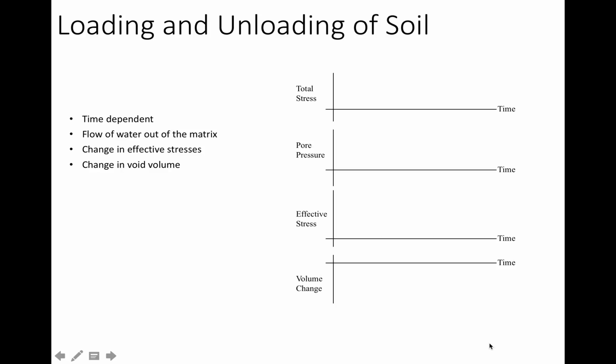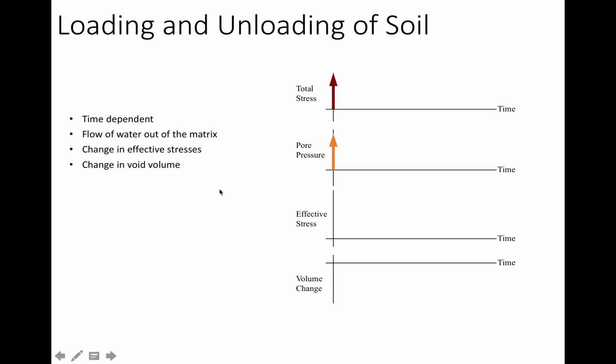So here's what this would look like graphically. We know that it's time dependent. Water is flowing out of the matrix. There's a change in effective stress, that's how the particles are interacting with each other. And there's a change in the volume. So if you look at all of these different parameters with time, let's look at what happens.